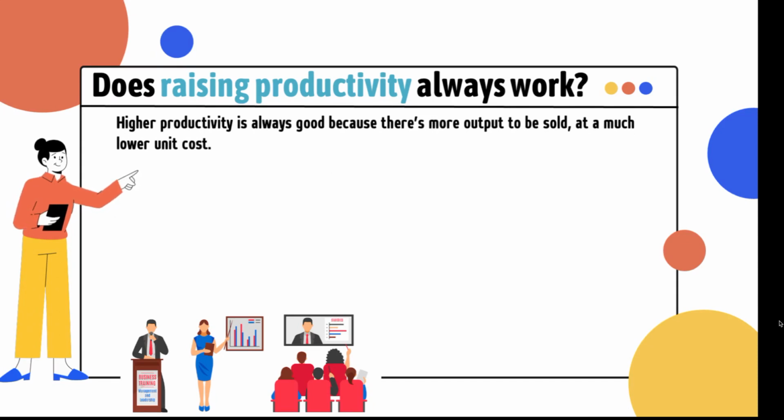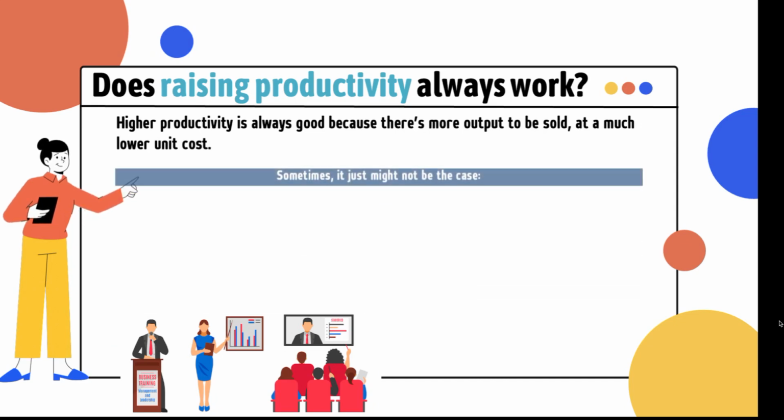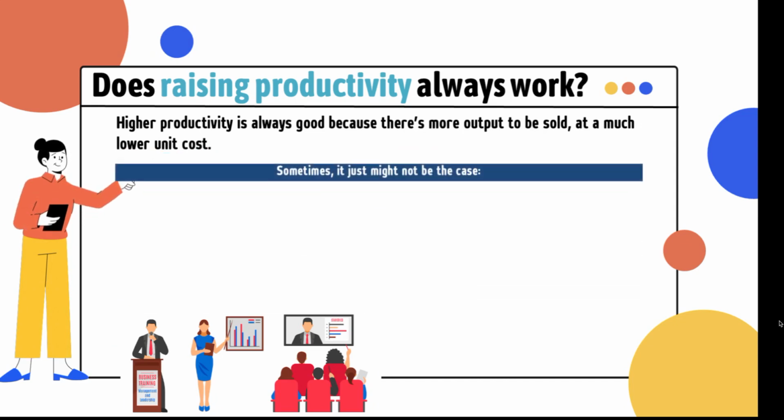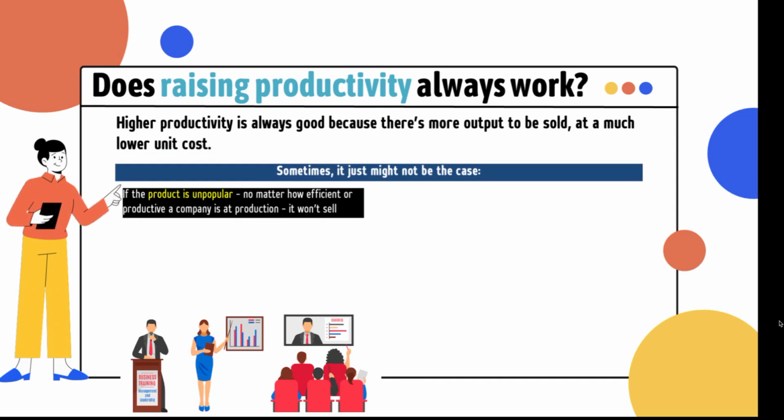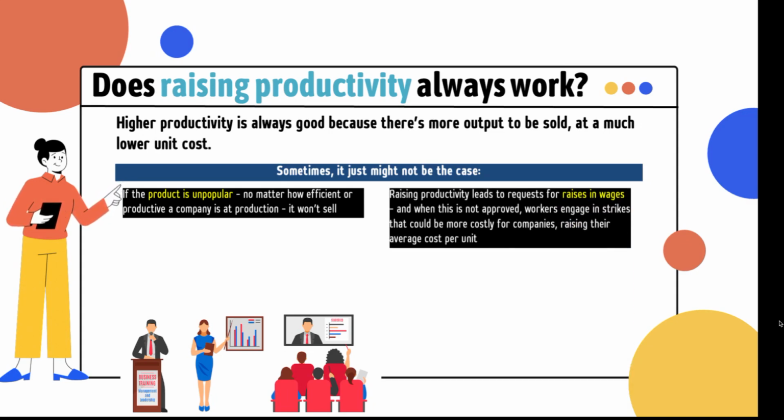High productivity is always good because there is more output to be sold at a much lower unit cost, but sometimes that's just not the case. Why? Because the product is just not popular. So even though you spend a lot of time making lots of the product, if it's not popular, it's not going to get sold.